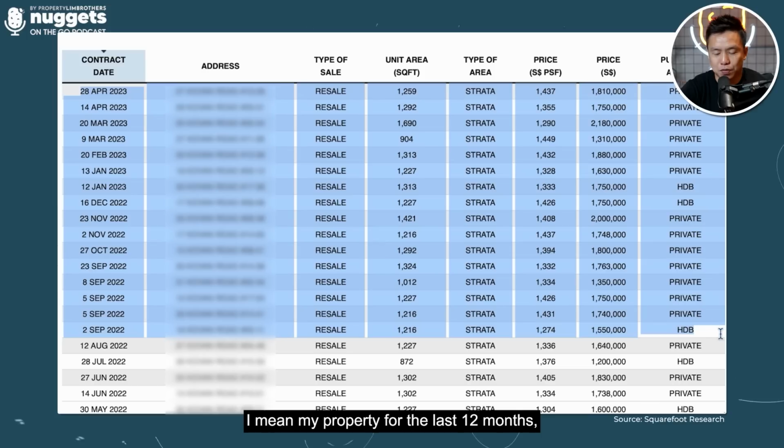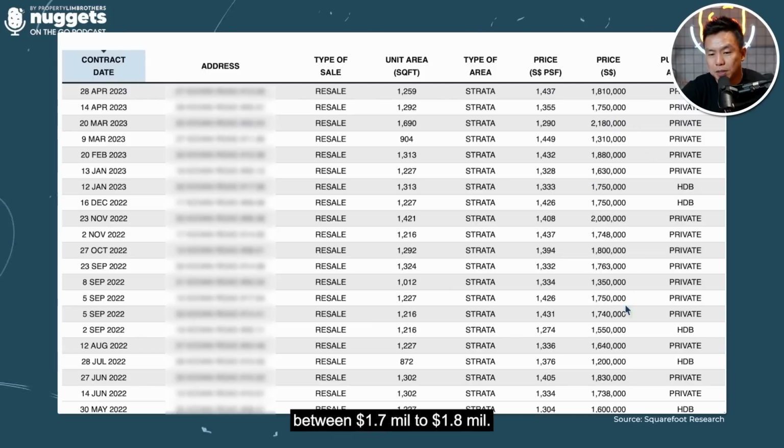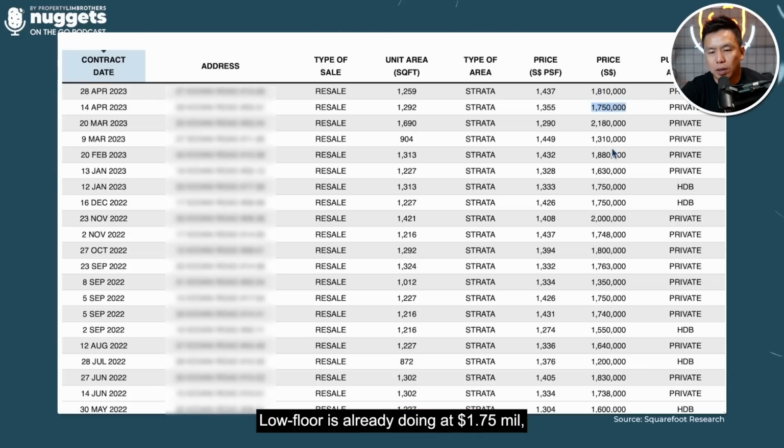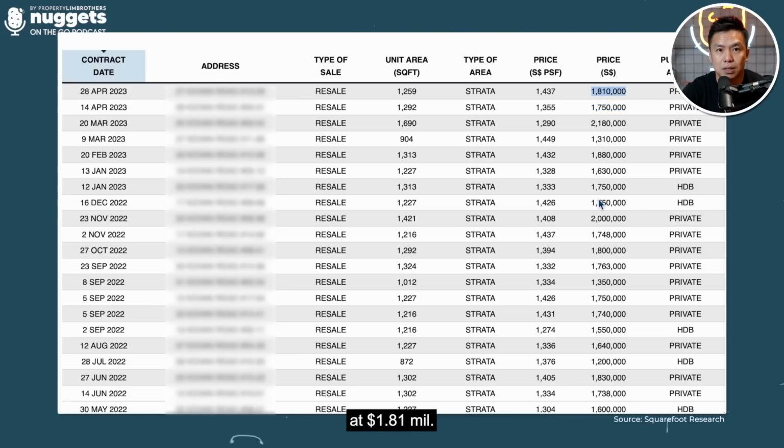My property for the last 12 months, whether it is 1,216 or 1,292 or 1,213 or 1,313 or 1,259 square feet, they're all 3-bedders. They're all currently doing between 1.7 to 1.8 million dollars. A low floor is already doing 1.75. The high floor has just transacted in April 2023 at 1.81 million dollars.